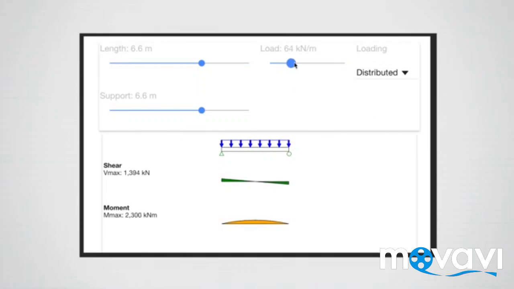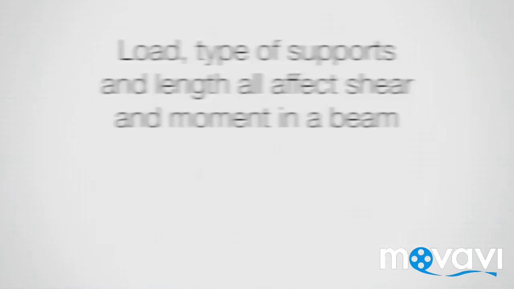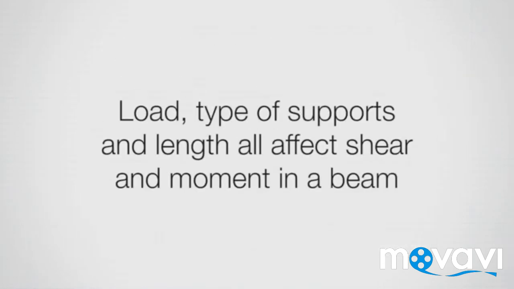So hopefully you had a chance to experiment with the beam simulator to figure out what factors affect the shear and moment along the length of a beam. Hopefully you found that the load, the type of supports, and the length all affect the shear and moment in the beam. As you go along the length of a beam, the shear and moment change, and it's going to be affected by the type of supports, the loads, and the length.